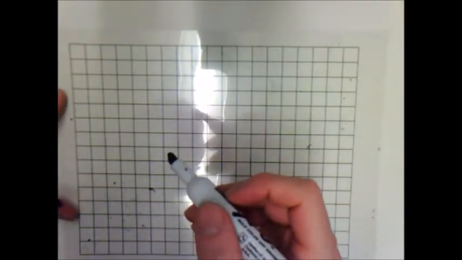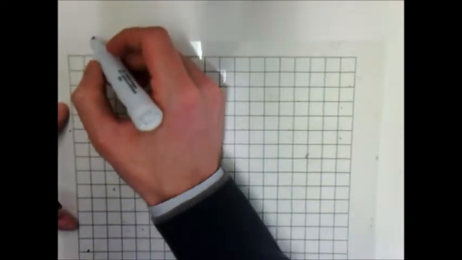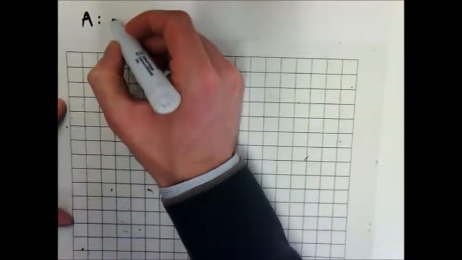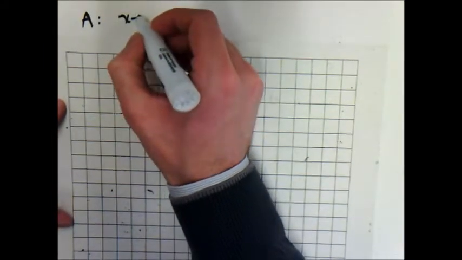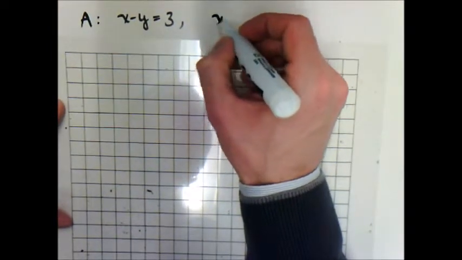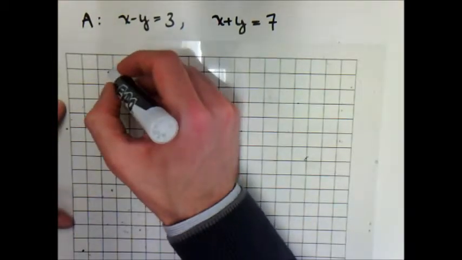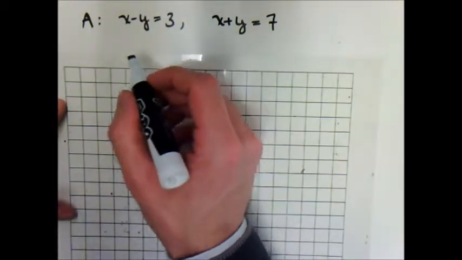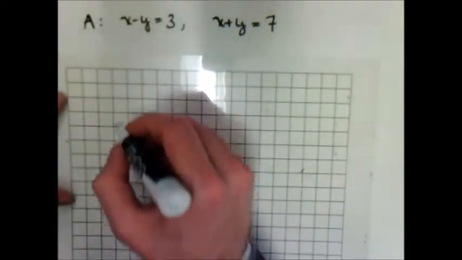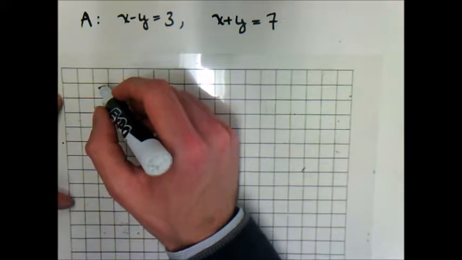Okay, so we're looking at part 2, equivalent systems. On page 24, we have system A. System A involves x minus y equals 3 and x plus y equals 7. We need these both to be in y equals mx plus b. So you go ahead and put them in the standard form for a line, which is y equals mx plus b.